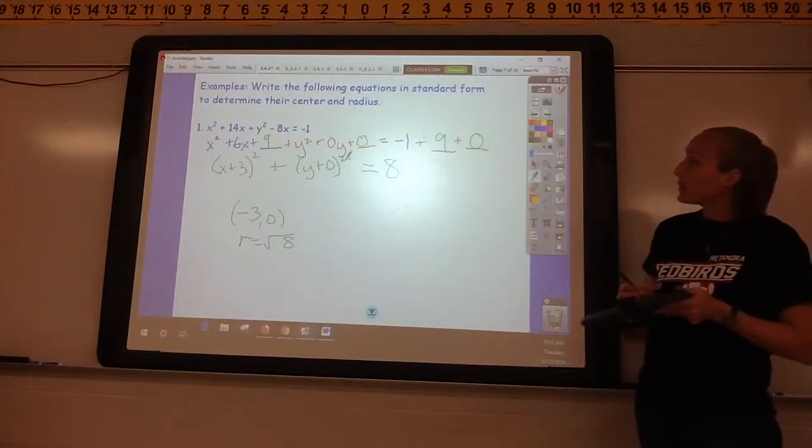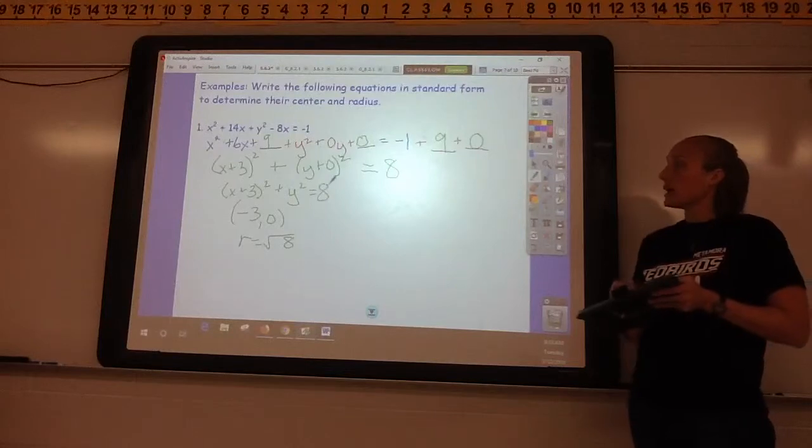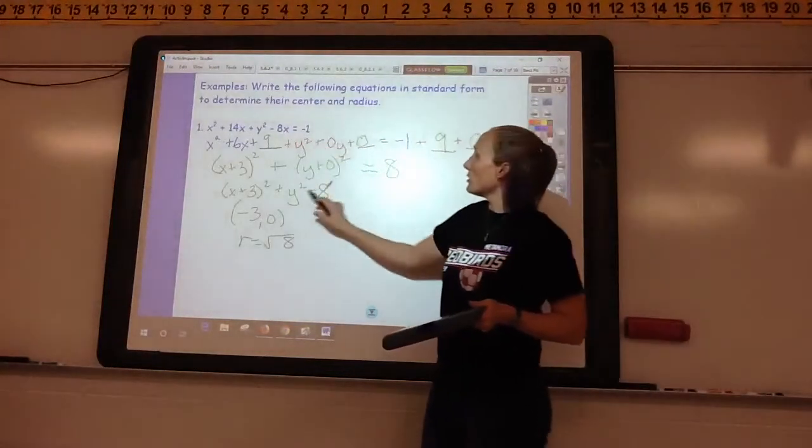Now, what happened in here? We got this y plus 0, right? So technically, when we finish writing this, if it's asking us the equation, we should write just y squared equal to 8. So do you have to do all of these steps in here?